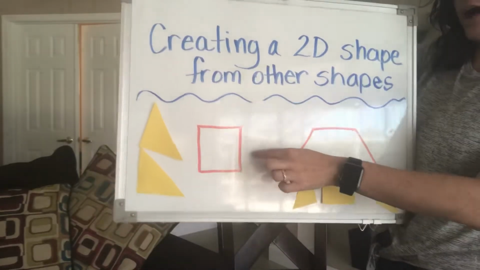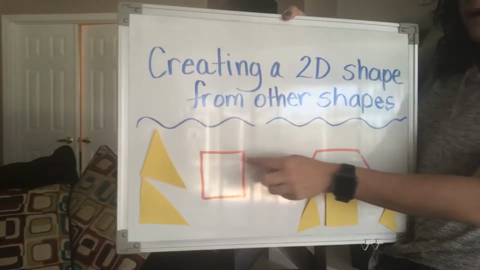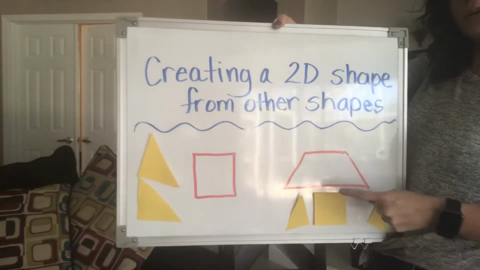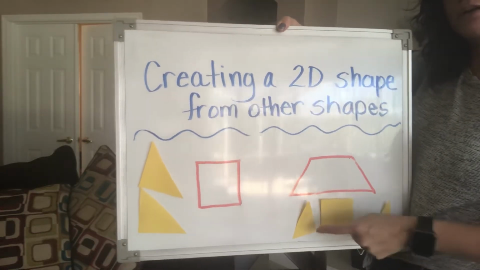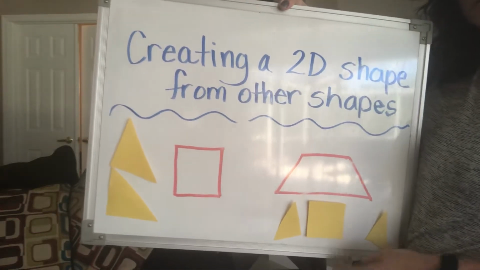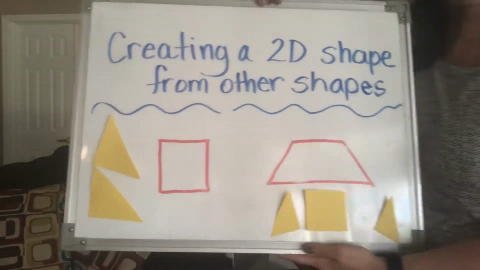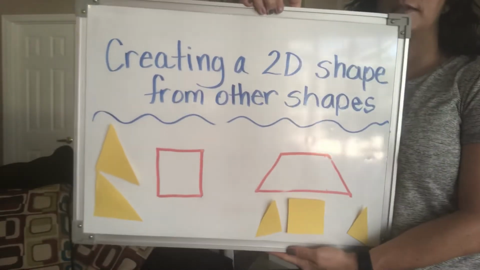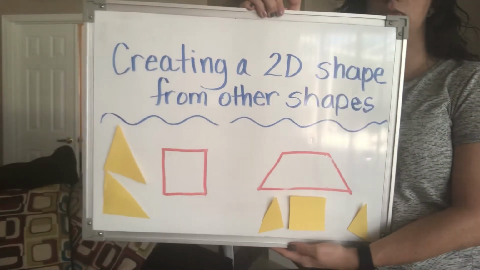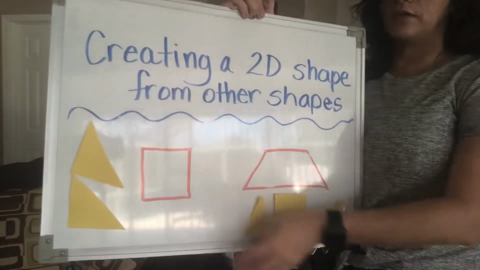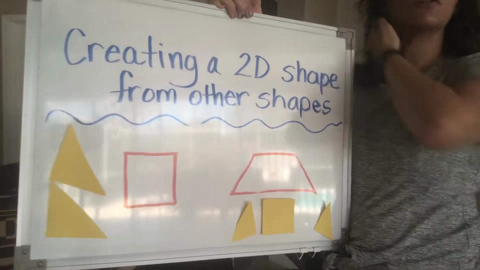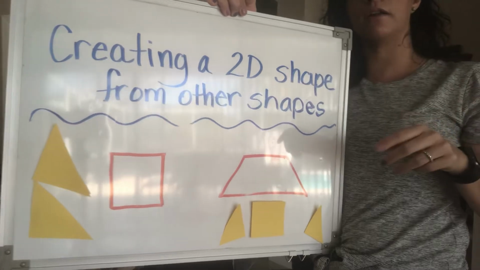We're going to be looking at making this square out of triangles, and then we're going to look at making this trapezoid out of triangles and a square. So you've got to kind of be creative today with your math lesson and figure out how you can do this. I'm using construction paper squares to create my shapes. You don't have to do that at all.